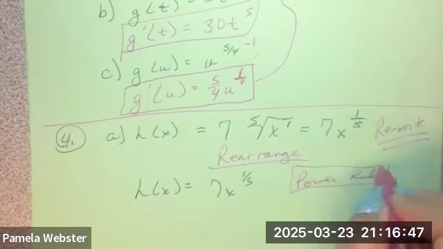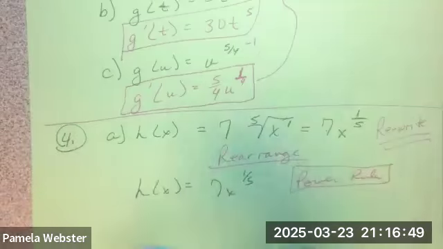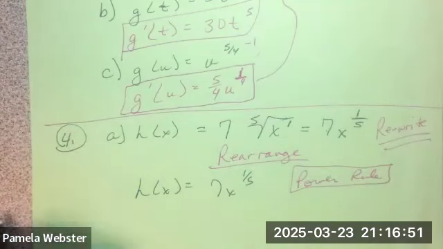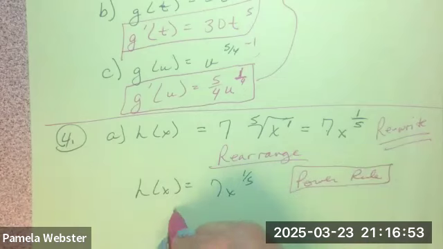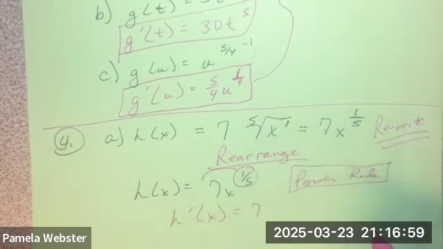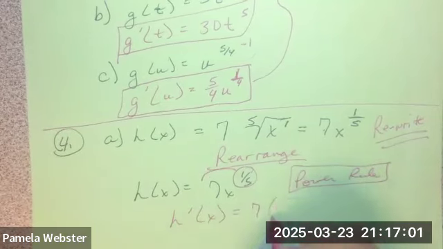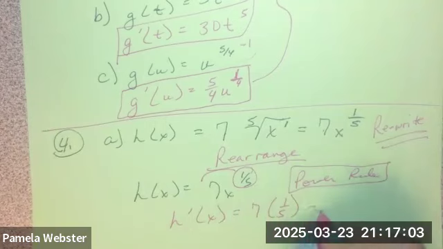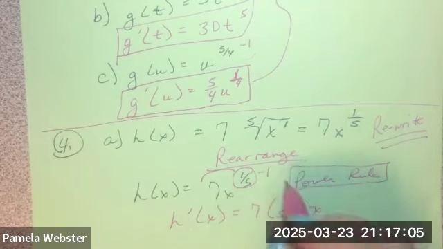If you can't look at it that quickly and say, "Oh, this is being raised to a power," then go back and work on some of the homework, because we've done a ton of these. Okay. Multiply your power out in front. 7 times 1/5 x to the, subtract a 1. 1/5 minus 5/5 is a negative 4/5.